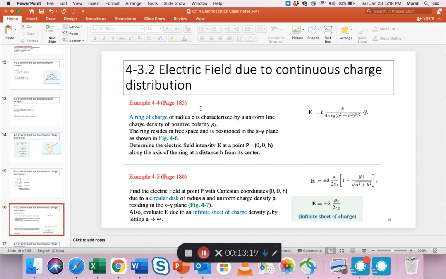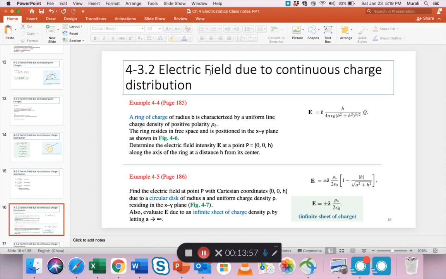You can see on page 185 what a ring of charge looks like, and how he goes about first creating that small element and then applying Coulomb's law to it to find the E from an element of the ring. Then he integrates across the entire ring to get the value of E. Then he does a disk of charge.